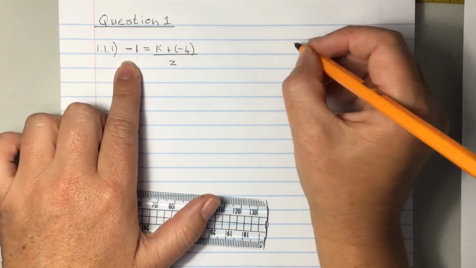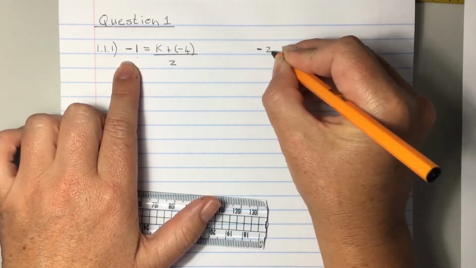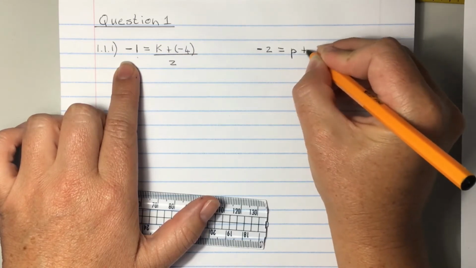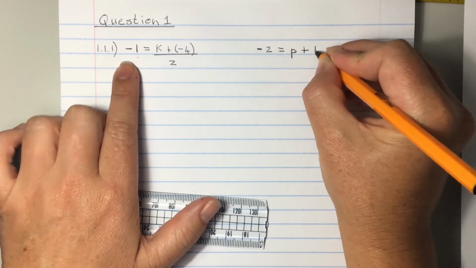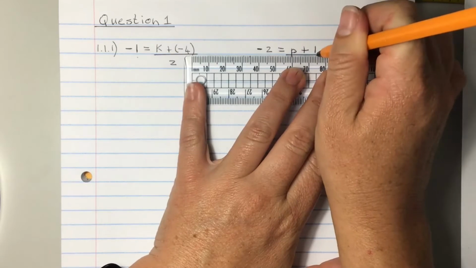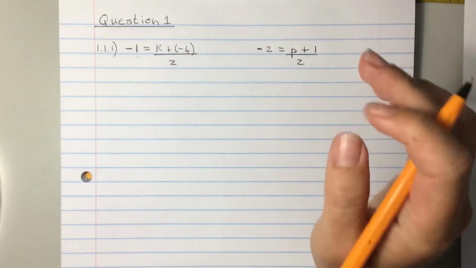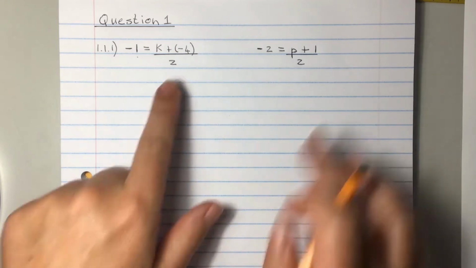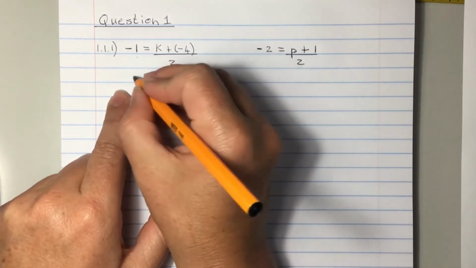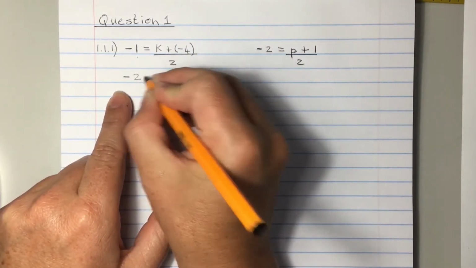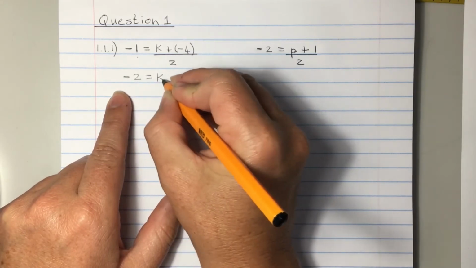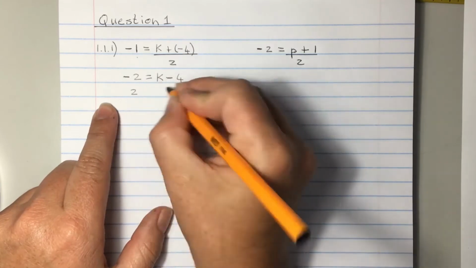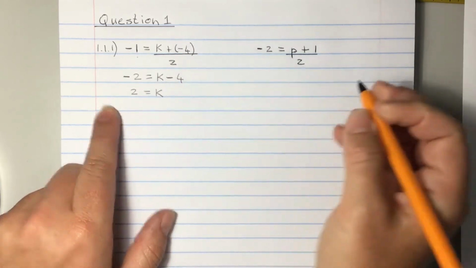So our y value for point B is -2, which is equal to point F's y value, P, plus point A's y value, which is 1, and we divide that by 2. And to solve for our variable, we do exactly the same steps. So both sides will be multiplied by 2. So that will give me -2 is equal to K minus 4. And then I will add 4 to both sides, leaving me with 2 is equal to K.